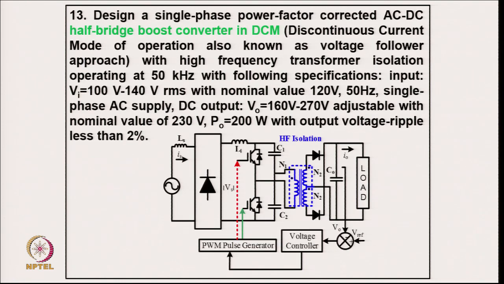Coming to the third numerical 13, design a single phase power factor corrected half bridge boost converter in discontinuous mode, also known as the voltage follower approach, with a high frequency transformer isolation operating at 50 kilohertz with the following specification: input voltage of 100 to 140 RMS with the nominal voltage of 120, 50 hertz, single phase AC supply, DC output is 160 to 270 and 230 volt, and power output 200 watt, with output ripple less than a given percent.